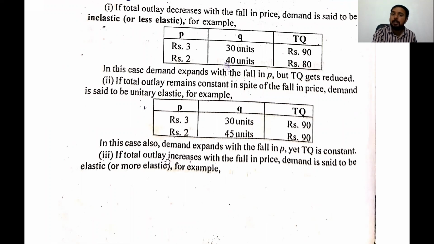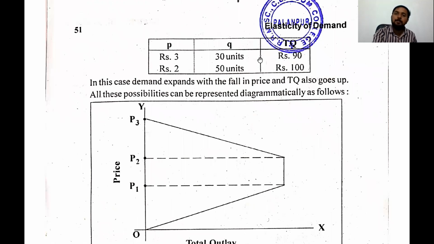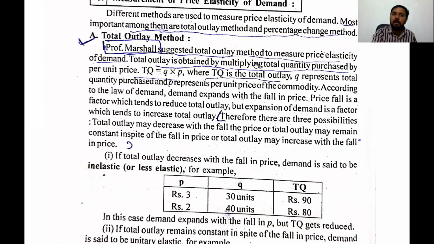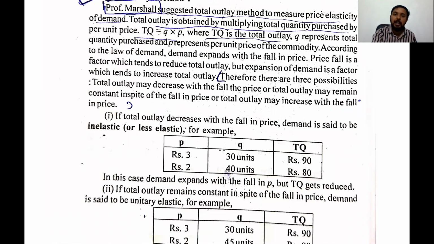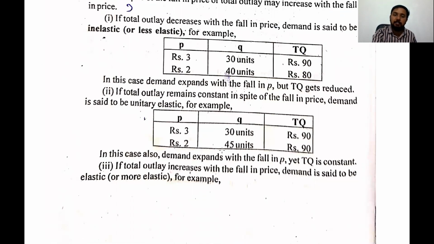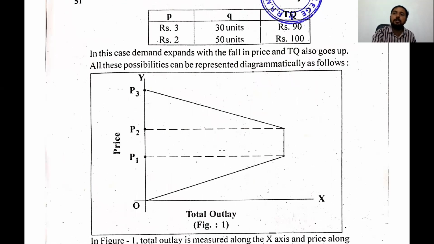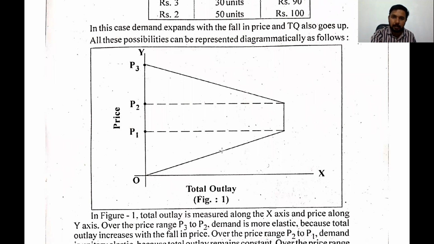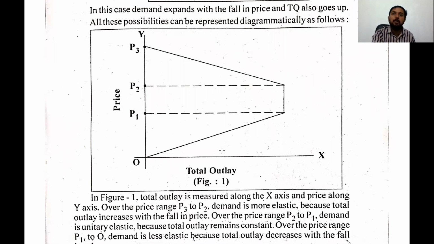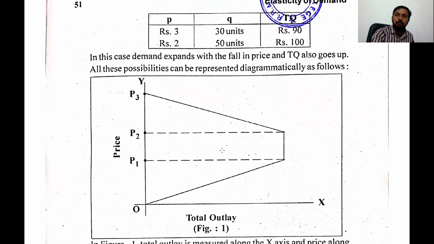Let's see, if the total outlay increases with the fall in price, demand is said to be elastic, or we can say more elastic. And we have also seen the example. So guys, this is all about the total outlay method. When the question is asked in your exam, you can elaborate the answer by giving these kinds of examples and a proper explanation. So here guys, we have given the graphs and the detailed explanation about each and every situation. Let's see it one by one.